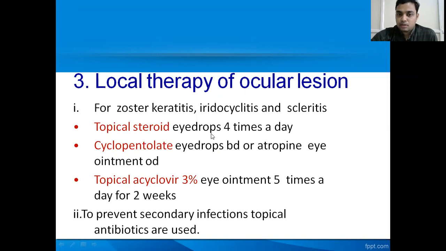steroids, which are given 4 times a day, and adjuvant therapy with cycloplegics, the mydriatics, or atropine eye drop or eye ointment can be given, or topical antiviral eye ointments like 3% acyclovir, which is given 5 times a day for 2 weeks. And to prevent secondary infection, topical antibiotics are also used.